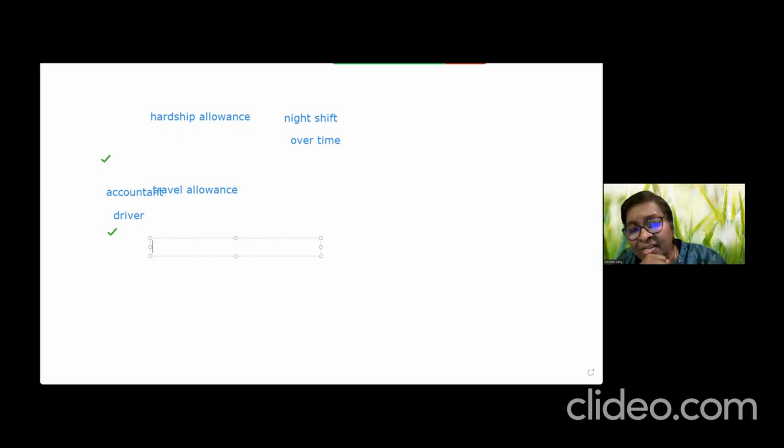I gave you a very interesting example of an accountant and a driver. If it is your own job, you don't get it. But if you are doing something over and above, whether it is hardship or extra hours, something more, you need to get a hardship allowance. Okay, that's a variable allowance.